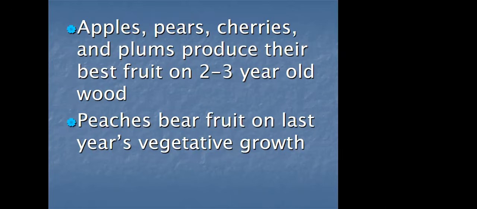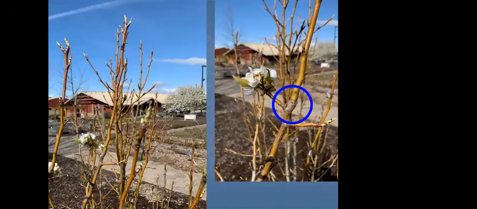You do want to think about, when you're pruning your fruit trees, where the buds that produce the fruit are located. For apples and pears, cherries and plums, they produce their best fruit on 2 to 3 year old wood, whereas peaches produce their fruit on last year's vegetative growth. And so I'm going to show you an example here.